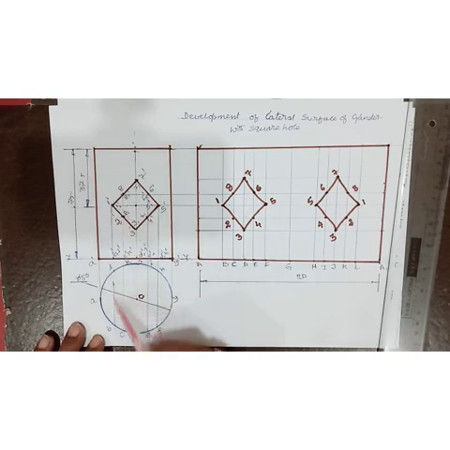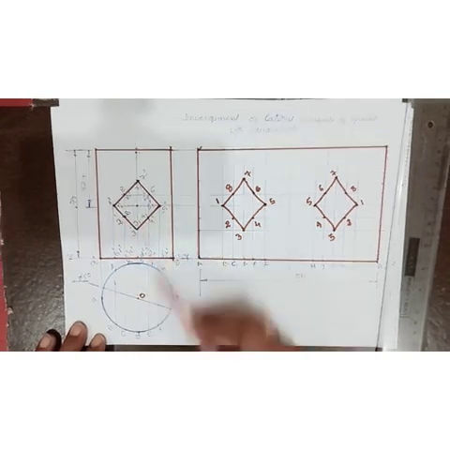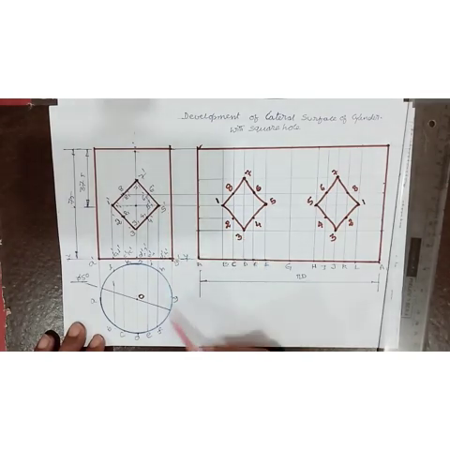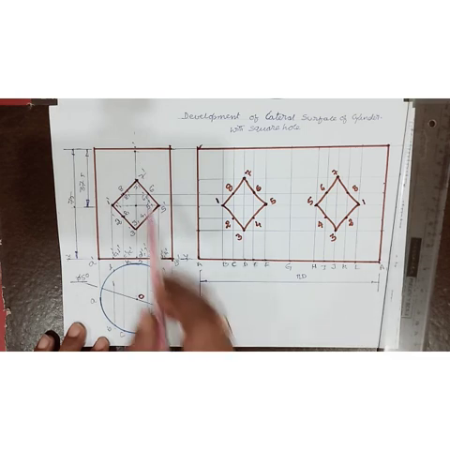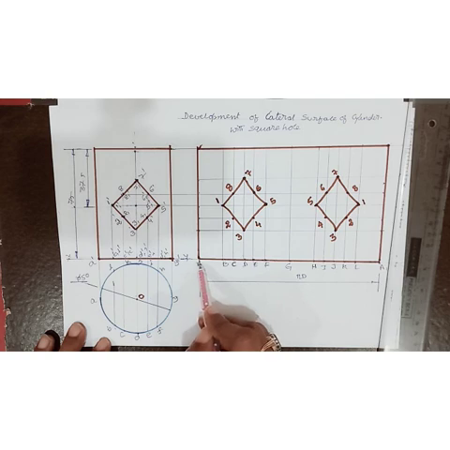From those points we have to draw the projectors. These projectors are nothing but generators. We are assuming these are the generators for the cylinder. So for that we had given the letters here for those points. After that, A as a point to be considered.